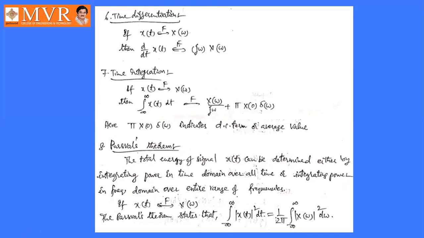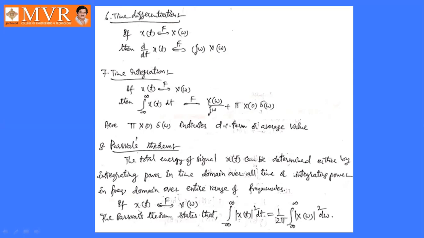And the next one is Parseval's theorem. So how is it defined? The total energy of the signal x of t can be determined either by integrating power in the time domain over all time, or by integrating power in the frequency domain over the entire range of frequencies. We can determine it in the time domain as well as the frequency domain. So mathematically it is defined like this.